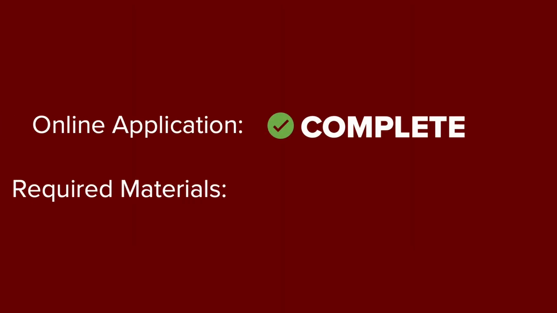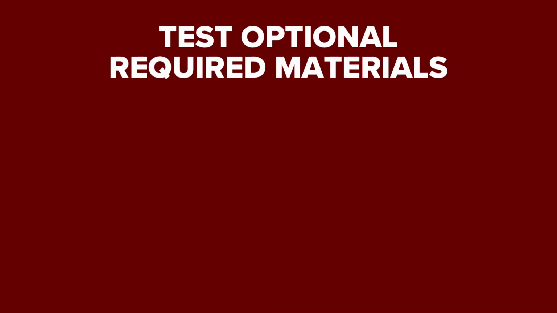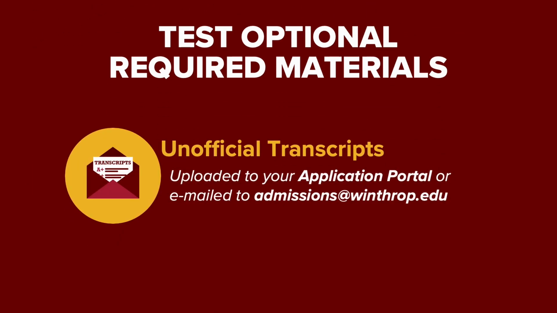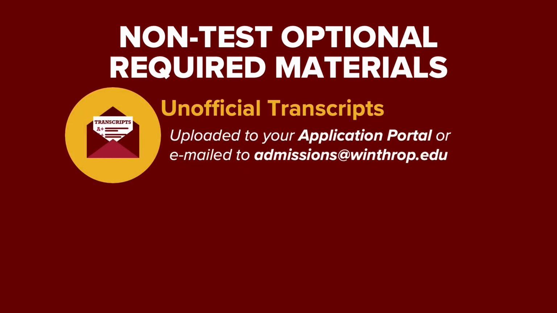While your online application is complete, there are a few more items we will need to review your application. If you chose to apply test optional or without test scores, we will need your unofficial transcripts. It can be uploaded directly to your application portal or emailed to admissions@winthrop.edu.